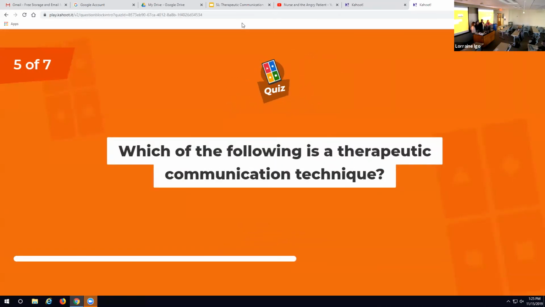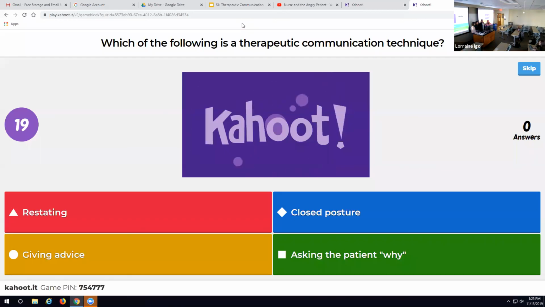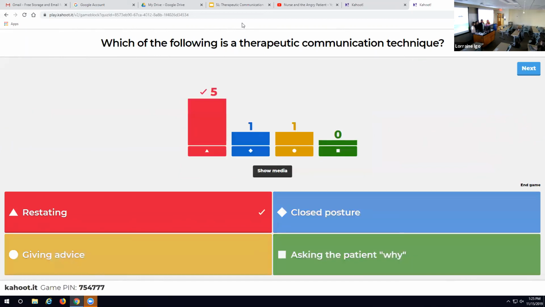Which of the following is a therapeutic communication technique? Yep, restating is the answer. You never want to give advice. You want them to be autonomous in their healthcare plan. Restating things that they said, making sure that you got it correctly, is okay. You don't want to have a closed posture. You want to have an open posture. And you never ask why questions.